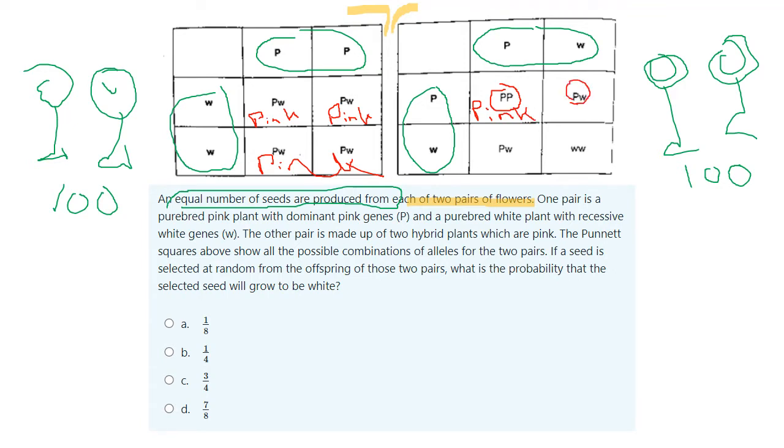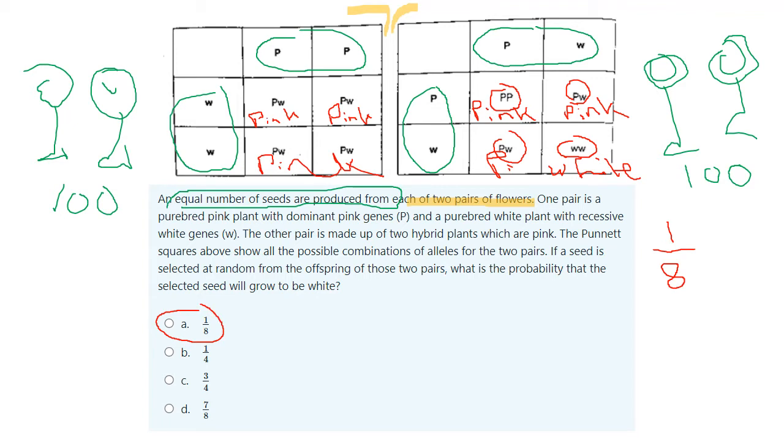This one and this one are the same as the first pair. They are hybrids. They have one dominant allele for pink and so they will both end up being pink. The only one that has two recessive genes, two recessive alleles, is this one. This one will be white, but it is the only one. So we have 1 out of 8 that will be white. The correct answer is A.